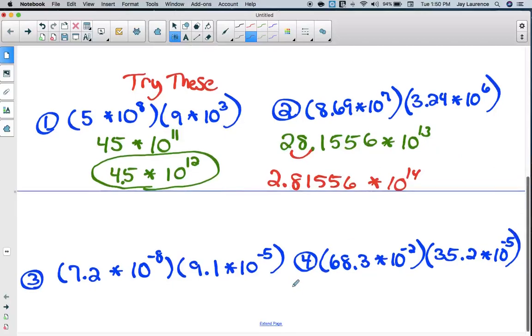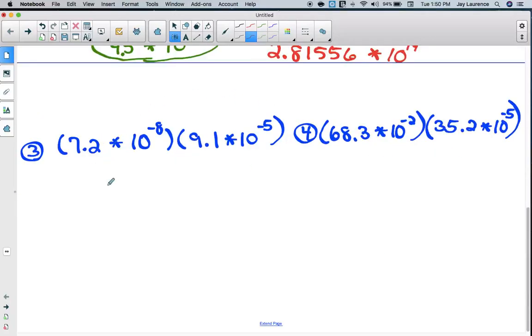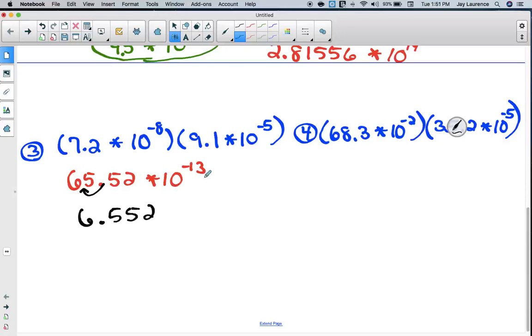Okay, dropping down here to numbers 3 and 4. So I'm going to do 7 and 2/10 times 9 and 1/10, and that would be 65 and 52/100 times 10 to the negative 13th. 65 is too large of a number, so I'll divide by 10. That gives me 6.552. So that's 6 and 552 thousandths times 10 to the negative 12. Yeah, the negative 13 has to get larger.